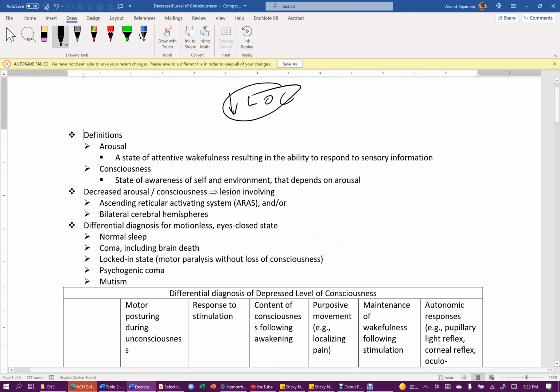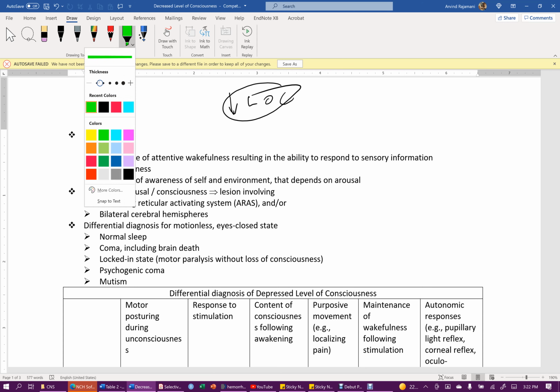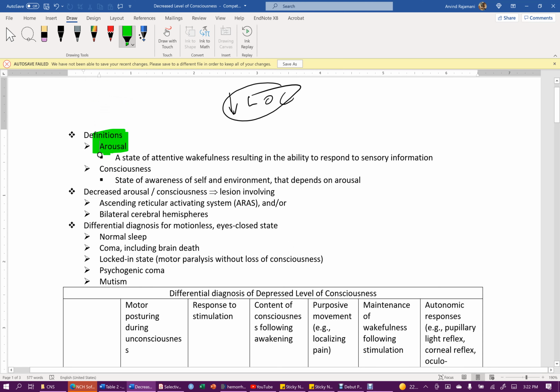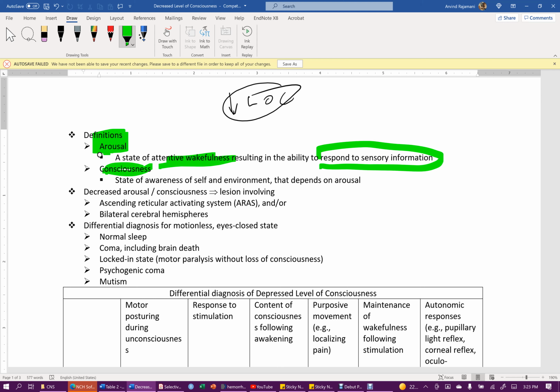In level of consciousness, you have arousal. Then you have consciousness. Arousal is nothing but a state of attentive wakefulness. And what does that result in? You are now able to respond to sensory information. So if there are any stimuli around you, you can respond appropriately. Consciousness is a state of awareness of self and environment, and obviously this will depend on whether you're roused or not.